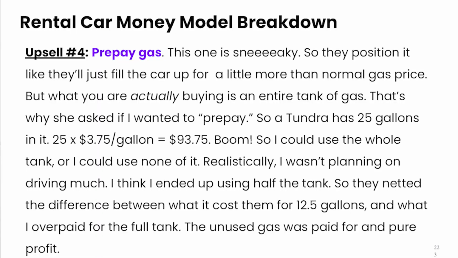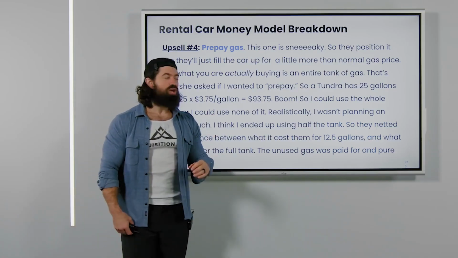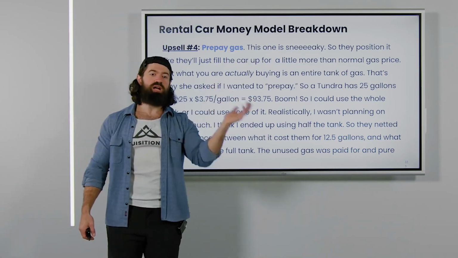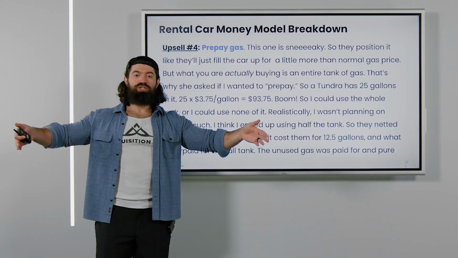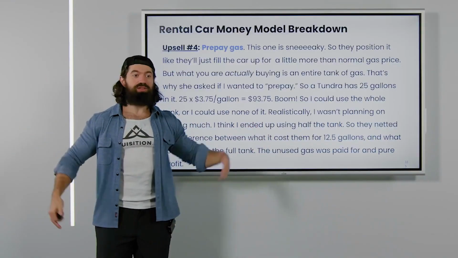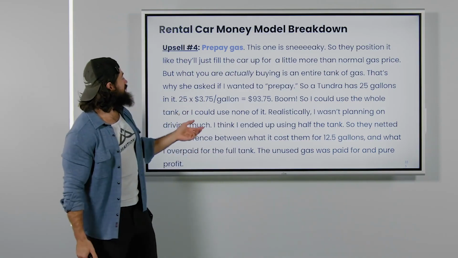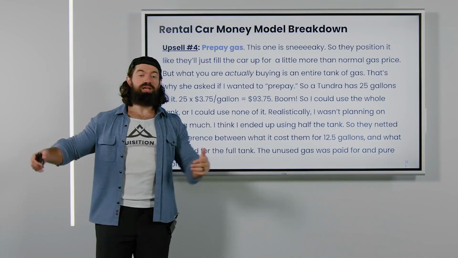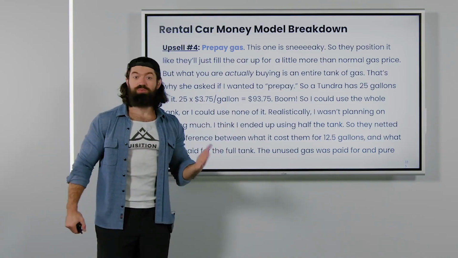All right. So the next one is prepaid gas. Now this one was sneaky in that the way it's positioned, to be very clear, you want to make sure the customer understands things. Now this one particularly was one where I did the math and I thought, okay, 25 cents extra per gallon, that's a fine deal. The way it actually works, by the way, is you prepay the whole tank. So you buy a full tank, and I think the Tundra had like 25 gallons in it. So I actually ended up paying $93 for a tank of gas up front. And so basically whatever I don't use is profit for them.